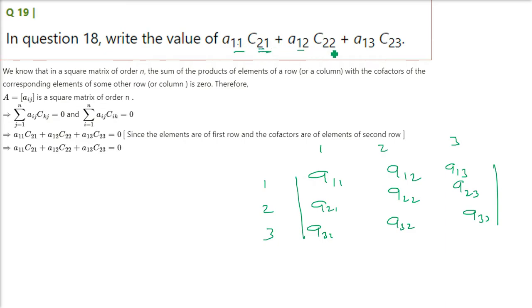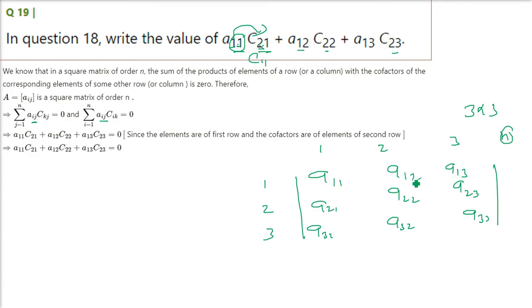You remember, we just talked about A11, the C should be C11. The cofactor has to be the same. The cofactor should correspond to that particular value, but that is not the case here. Since the elements A11, A12, A13 are the elements of the first row, and the cofactors are the elements of the second row, which are C21, C22 and C23, we know already from the properties we discussed that if we multiply this way, then the value of the determinant is going to be 0.